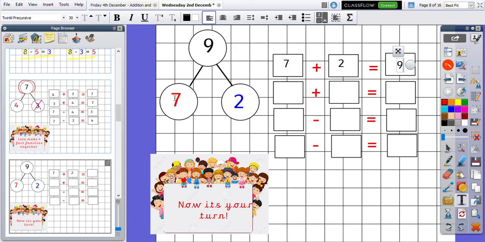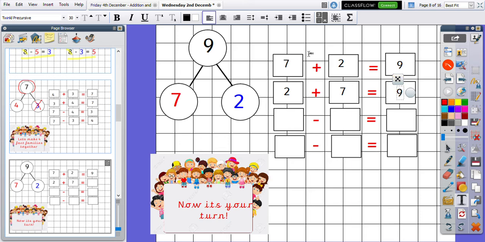Now, we've done 7 add 2, so I'm now going to do 2 add 7. So I'm going to write the 2 into that box, and I'm going to add the 7 into that box, and it's going to give me the same number, which is going to be 9. And I've done my addition sentences.